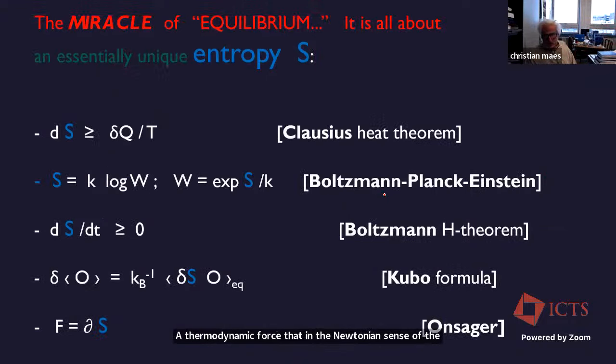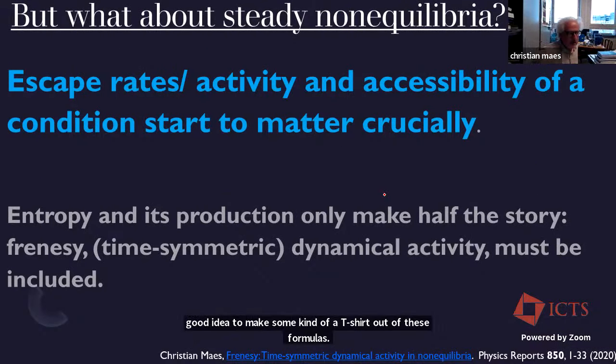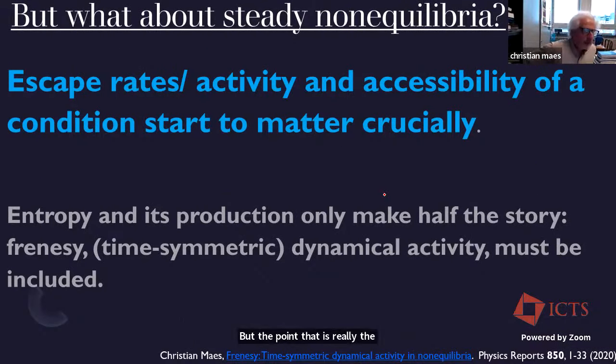Now, you can also associate formulas to that, but I will not repeat them, except that I think it's still a good idea to make some kind of a t-shirt out of these formulas. But the point that is really the subject of this talk is: what about non-equilibrium? First of all, this thing that happens in equilibrium with this unique entropy, one should not expect to be repeated if you go away from equilibrium.